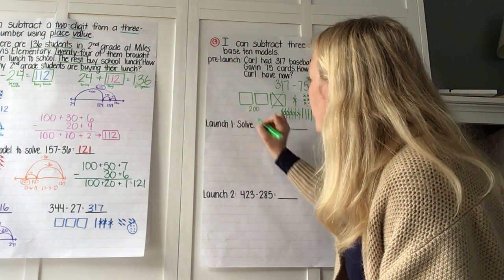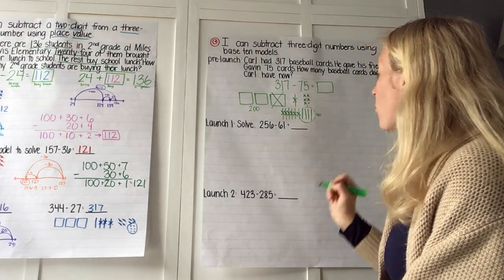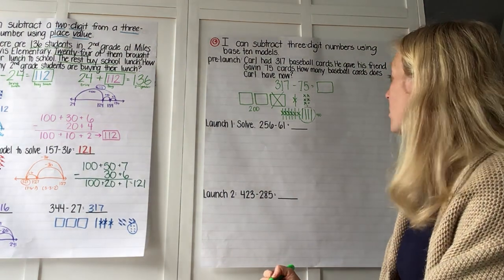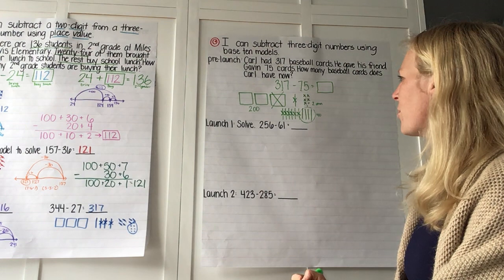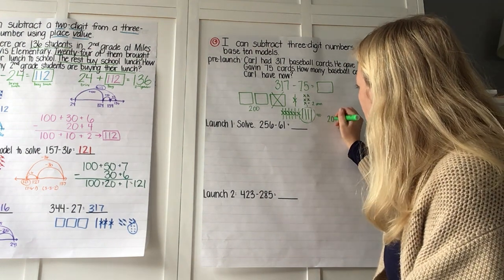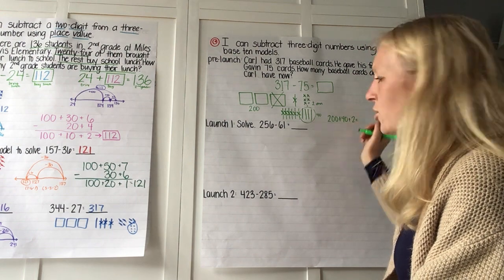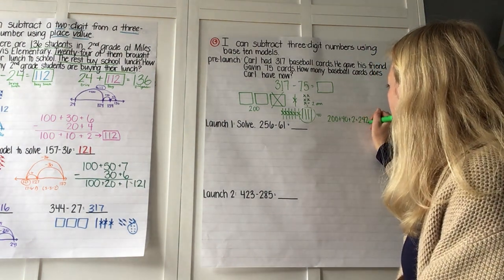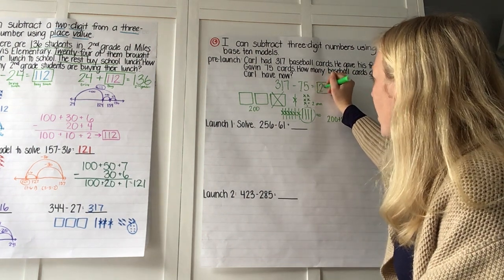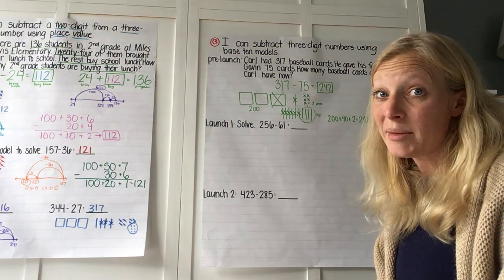I have 200. I have 40 in my tens, or 4 tens. And I have 2 ones. So what number does that make? 200 plus 40 plus 2. It equals 242. And I want to make sure I put that back up there in my box for the unknown. We're going to be doing some other regrouping.